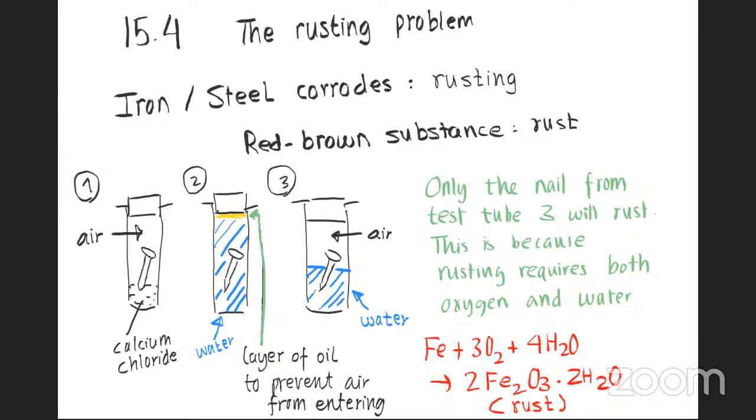Teacher, in one, if you just want air, why is there calcium chloride? Oh, because calcium chloride's role is to make sure the air is dry so that there is no water at all. Because sometimes the air can contain water vapor. Okay. Oh yeah, let me write that down.